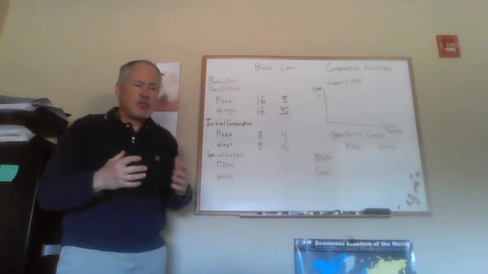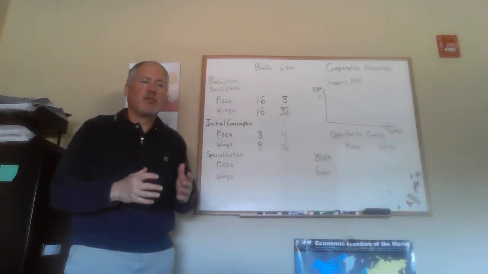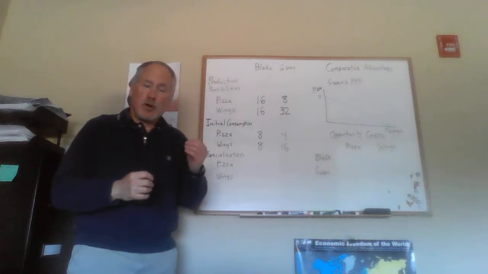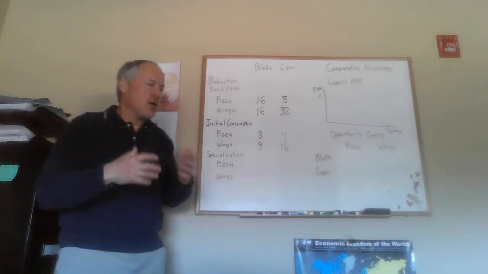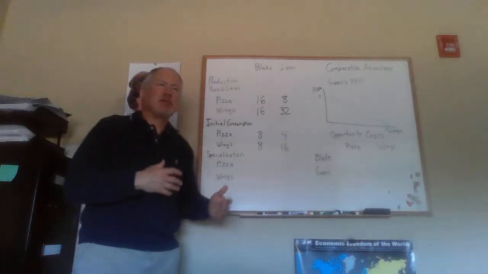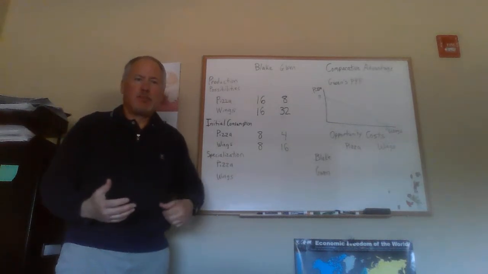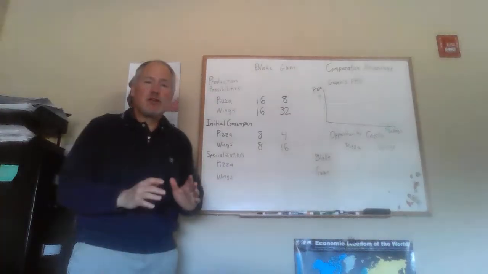I'm going to keep the same structure of the model that they had in the book. In other words, we're going to have two people and two goods. And I'm going to keep the names the same as what they had in the book. So it's going to be Blake and Gwen, and they're going to be producing pizzas and wings. But I'm going to have some different numbers here.